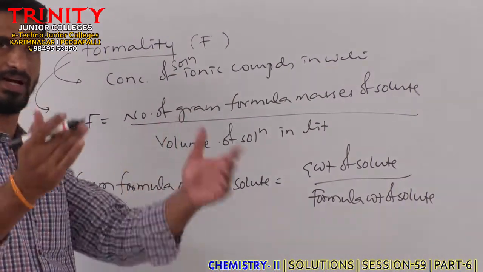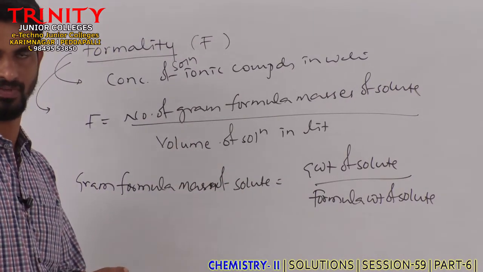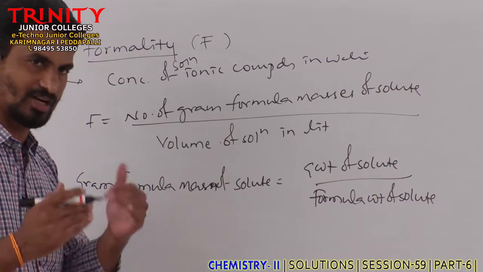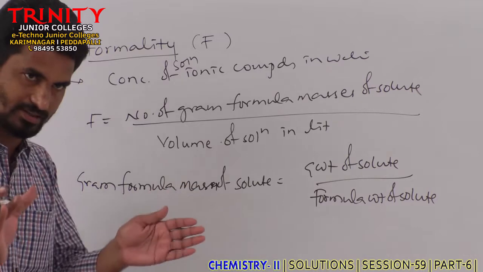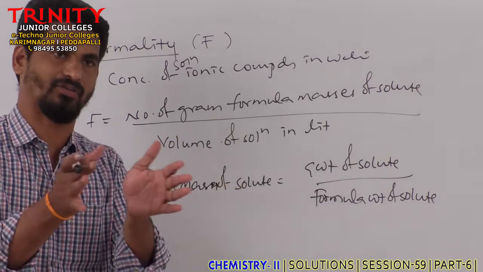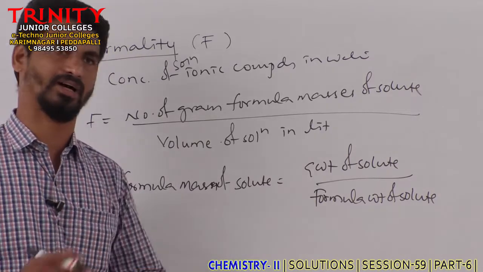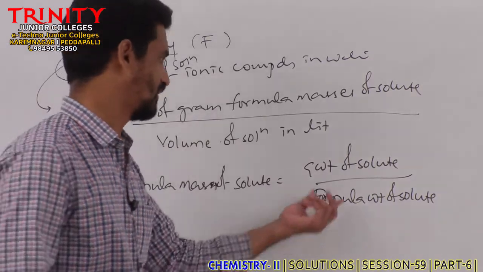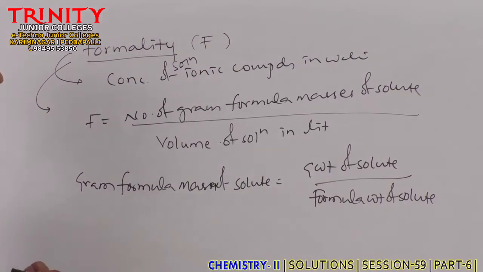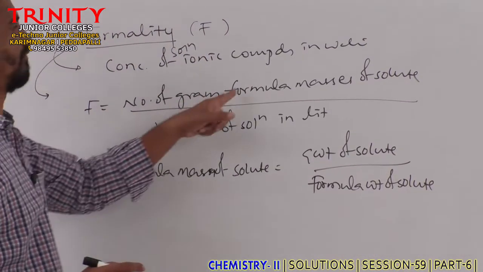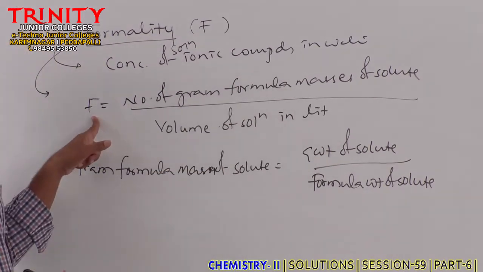Ionic compounds generally do not contain discrete molecules. So in such cases, instead of using molecular weight, we use formula weight. Formula weight is nothing but the sum of the atomic weights of all the atoms present in one formula of the ionic substance. So gram weight of solute by formula weight of solute will give gram formula masses of solute. So gram formula masses of solute by volume of solution in liters gives formality.